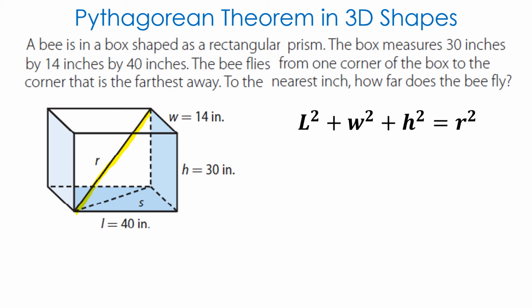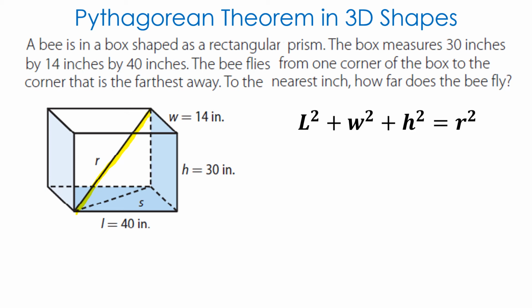Let's go ahead and read this word problem and determine how we can solve it. A bee is in a box shaped as a rectangular prism. The box measures 30 inches by 14 inches by 40 inches. The bee flies from one corner of the box to the corner that is farthest away. To the nearest inch, how far does the bee fly?